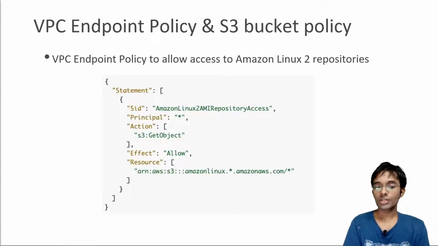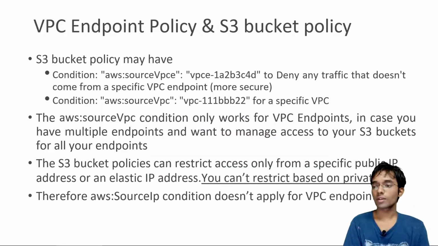So here is another VPC endpoint policy, and this time it only allows access to the Amazon Linux 2 repository. The idea is that when our EC2 instances need to update their Linux operating system, what actually goes on is that they are getting some objects from an S3 bucket that belongs to Amazon. So this VPC endpoint policy allows your EC2 instances to have private access to this repository through a VPC endpoint policy.